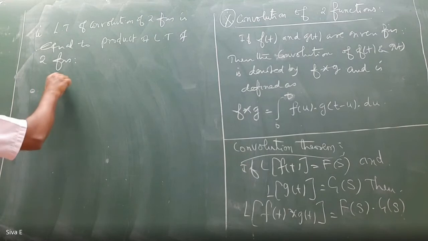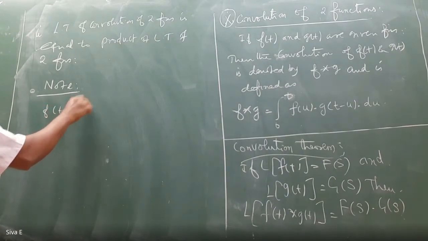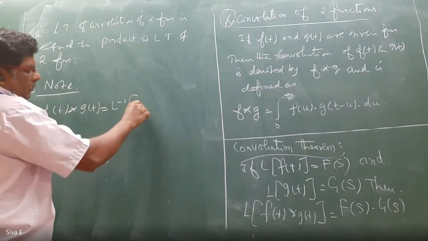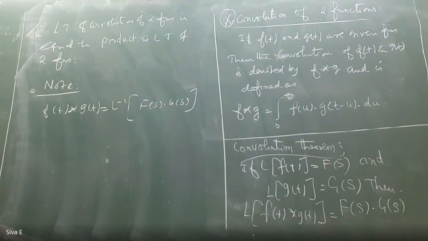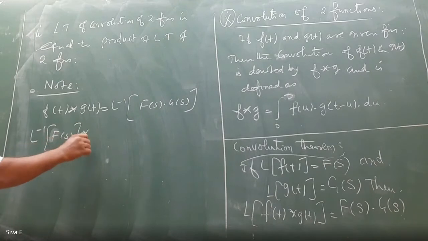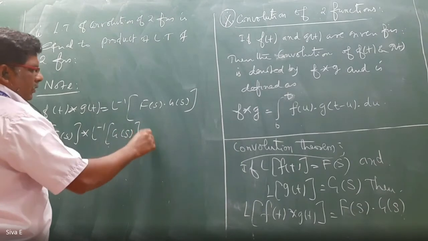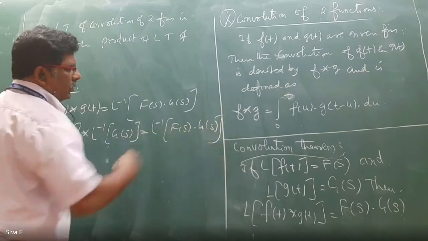Therefore, we can write the note here. F of t star g of t equal to L inverse of f of s into g of s. That means L inverse of f of s star L inverse of g of s equal to L inverse of f of s dot g of s.